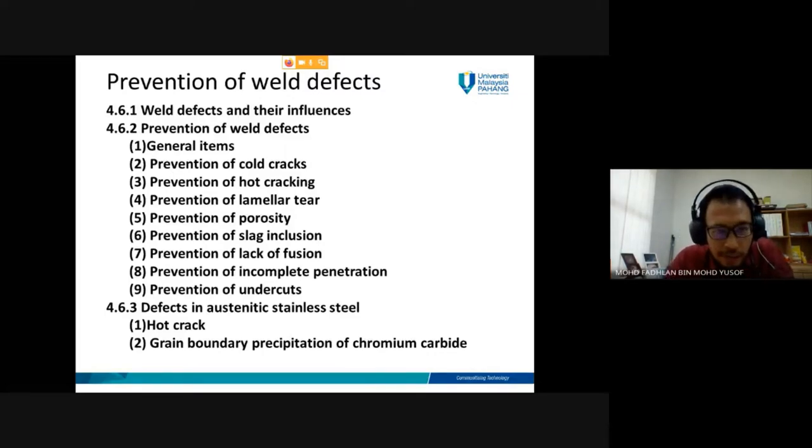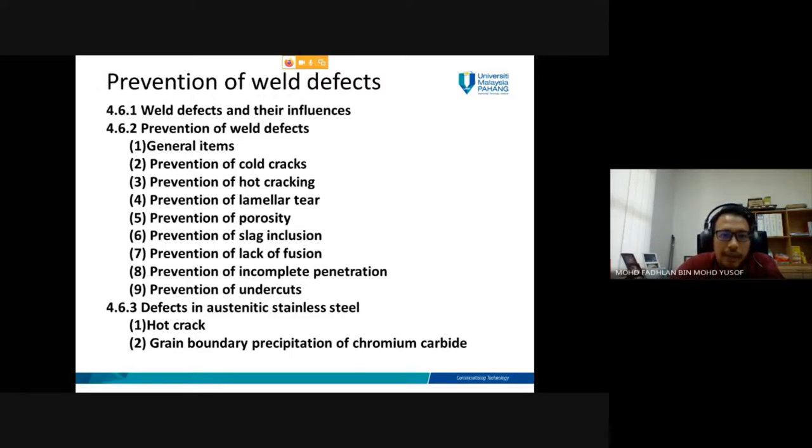Okay, now let's look into another subtopic, which is prevention of weld defect. Under this subtopic, you are going to look into weld defects and their influence. Okay, you get to know what type of defect commonly occurs during the welding process and how it influences the weld product in terms of its mechanical properties and also other factors lah.